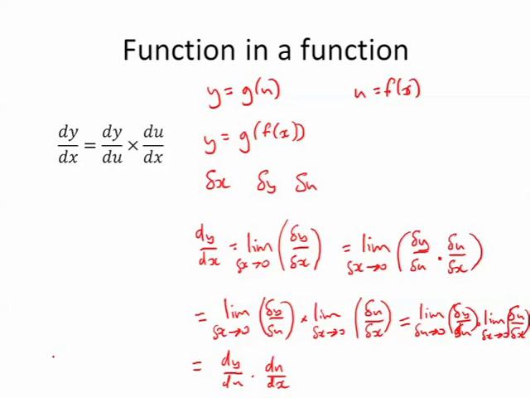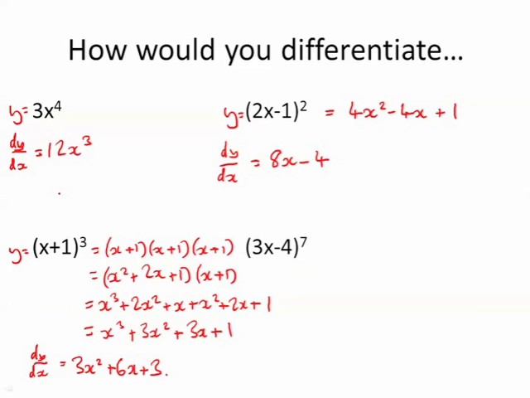And you need to have this idea that in all of these cases that we looked at before, we have a function inside a function. We have this function 2x minus 1 inside the function of x squared, or inside the squaring function. This one over here, the inner function, is x plus 1, and that's inside the function x cubed, or something cubed. So we've got that inner function and an outer function here. Again, in this case, the inner function is 3x minus 4, and the outer function is something to the power of 7.